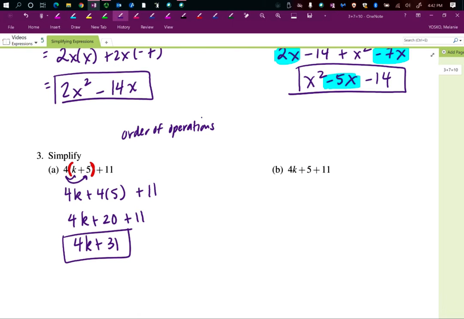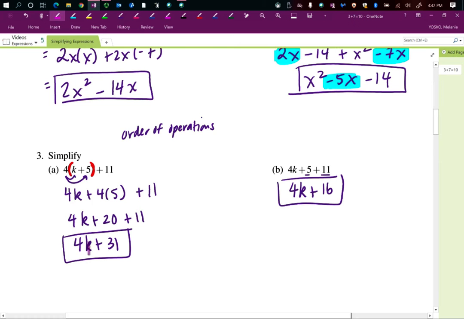So when we do our order of operations, we're just going to do the addition first. We're going to combine the like terms, which are the constants. So 4k plus, well, 5 plus 11 is 16, and that's our answer there. So look at the difference. 4k plus 31, 4k plus 16. Different answers because we had a set of parentheses. It changed everything. Okay, let's do another one.